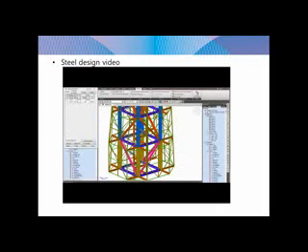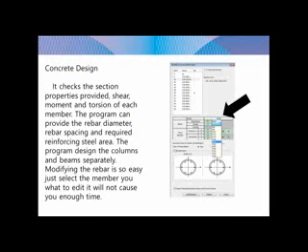Concrete, it checks the section properties provided, shear, moment, torsion of each member. The program can provide the rebar diameter, rebar spacing, and required reinforcing steel area. The program designs the columns and beams separately, modifying the rebar is so easy. Just select the member you want to edit. It will not cost you enough time.